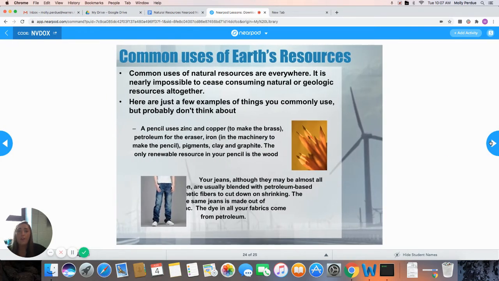Okay, why do we think that those 5 resources are considered renewable? Go back to the definition of a renewable resource and really think about that.